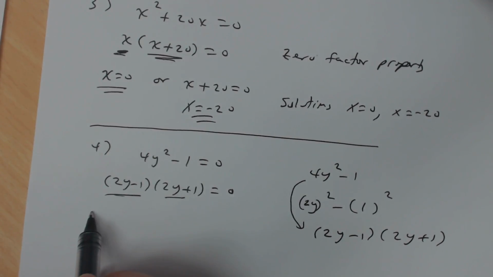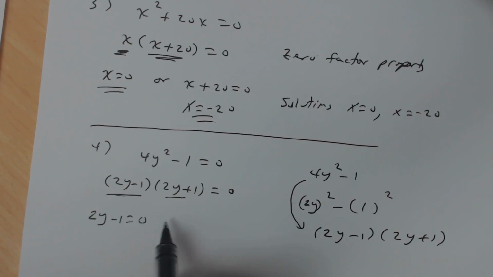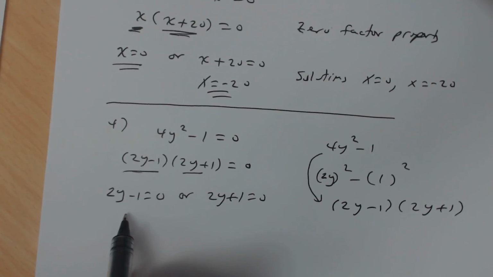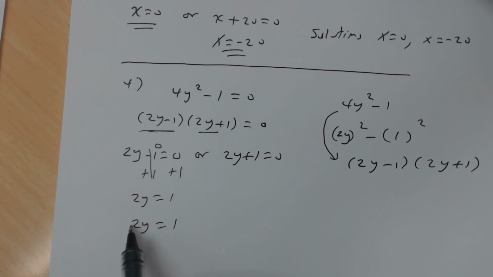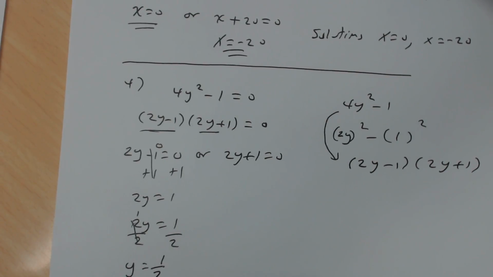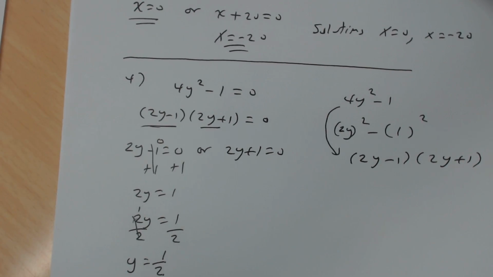So either this one's 0, 2y minus 1 equals 0, or this one is 0, 2y plus 1 equals 0. And so you just solve for the variable y this time. Combine like terms. I get 2y equals 1. And getting y by itself, I would have to divide both sides by this coefficient. So dividing both sides by 2, one of my solutions is 1/2. So there's one of your solutions.